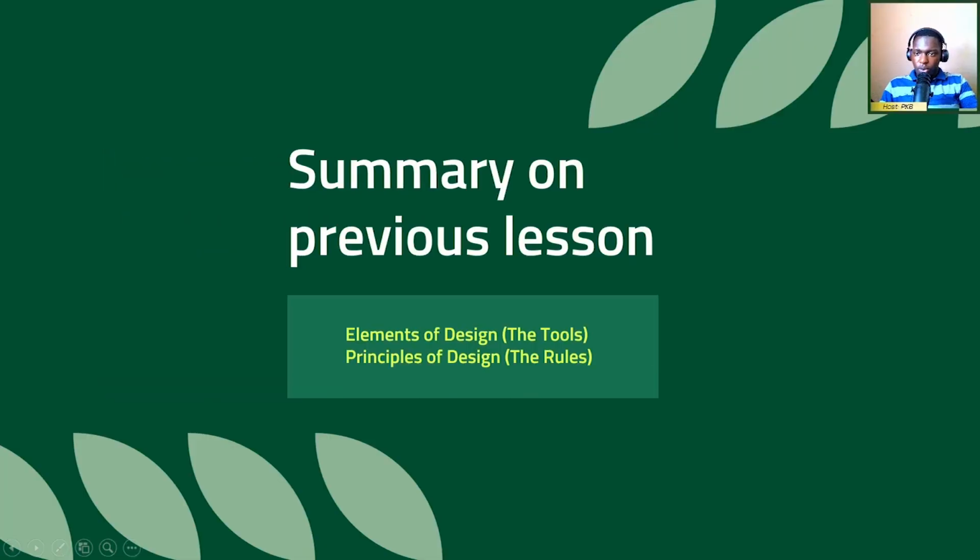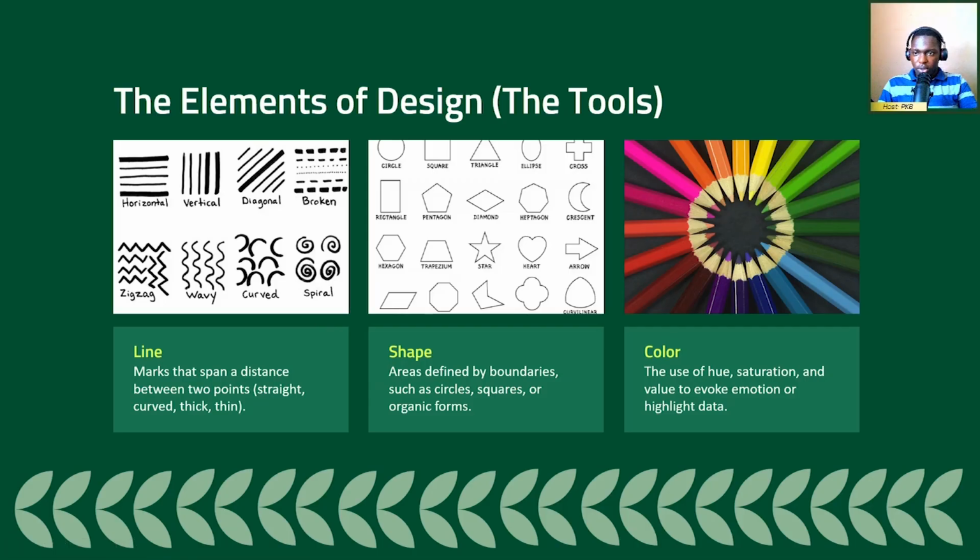First off, we're going through a summary of the previous lesson. In the previous lesson, we looked at elements of design, and we also looked at principles of design. In this lesson, we are going to go a little bit deeper into that, but it won't be for too long. We'll just look at the surface of what they actually are and a few examples, and then we'll move on from there. First thing we're going to look at is elements of design.